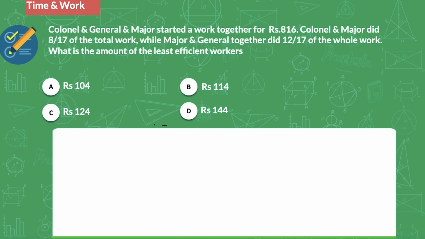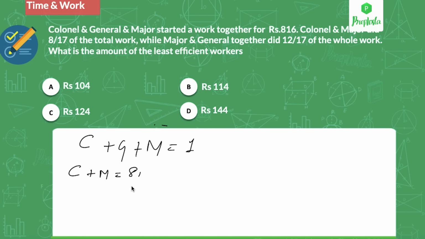Alright, so a very easy question, so I'm not wasting much time here. I'll be really quick while solving this question. So, if they are working together on one piece of work, one thing is obvious. I'm writing C for Colonel, G for General and M for Major. So the combined work would be one because they are going to finish the entire work. I'm given that Colonel and Major did 8/17 of the total work. So C plus M is 8 by 17. So I know that C plus G plus M is 1.